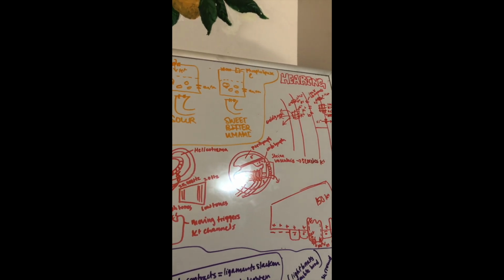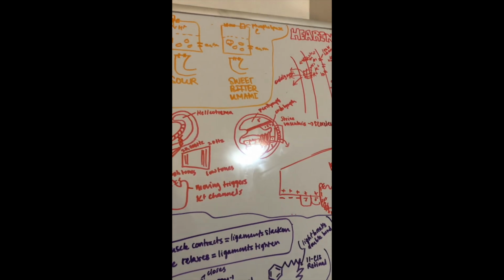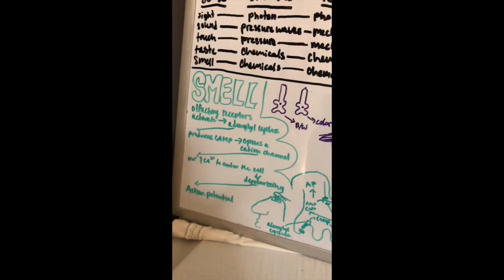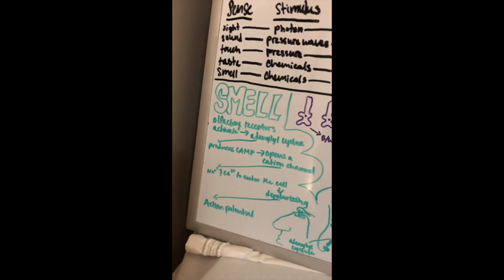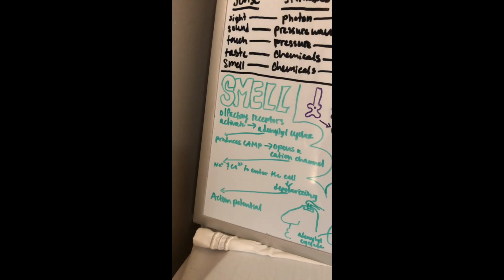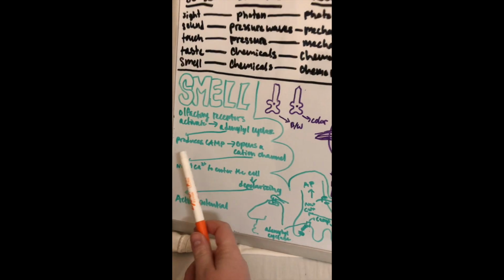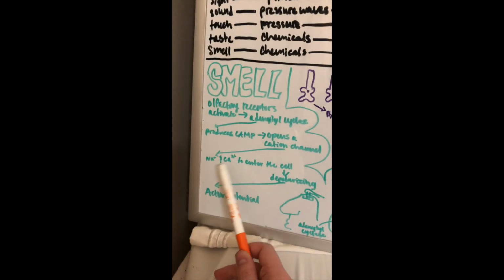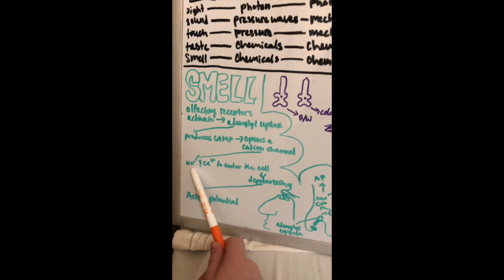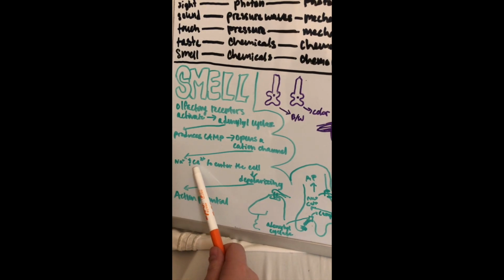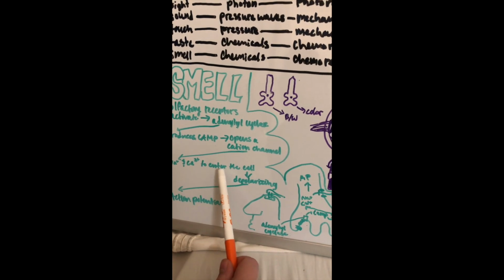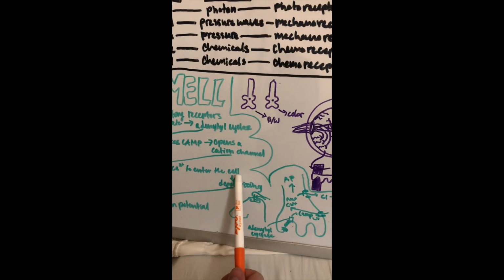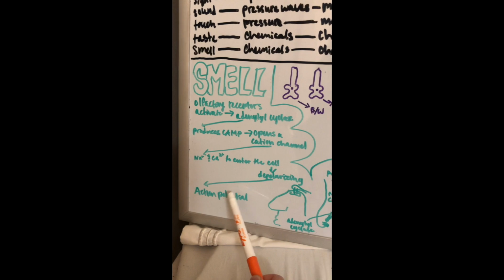And then that lets in different cations to start an action potential. So next we're going to jump down to smell. Olfactory receptors activate adenylyl cyclase, which produces cyclic AMP, which then opens cation channels. Sodium and calcium are now allowed to enter the cell because of the cation channel. And these coming in depolarize the cell, causing an action potential.